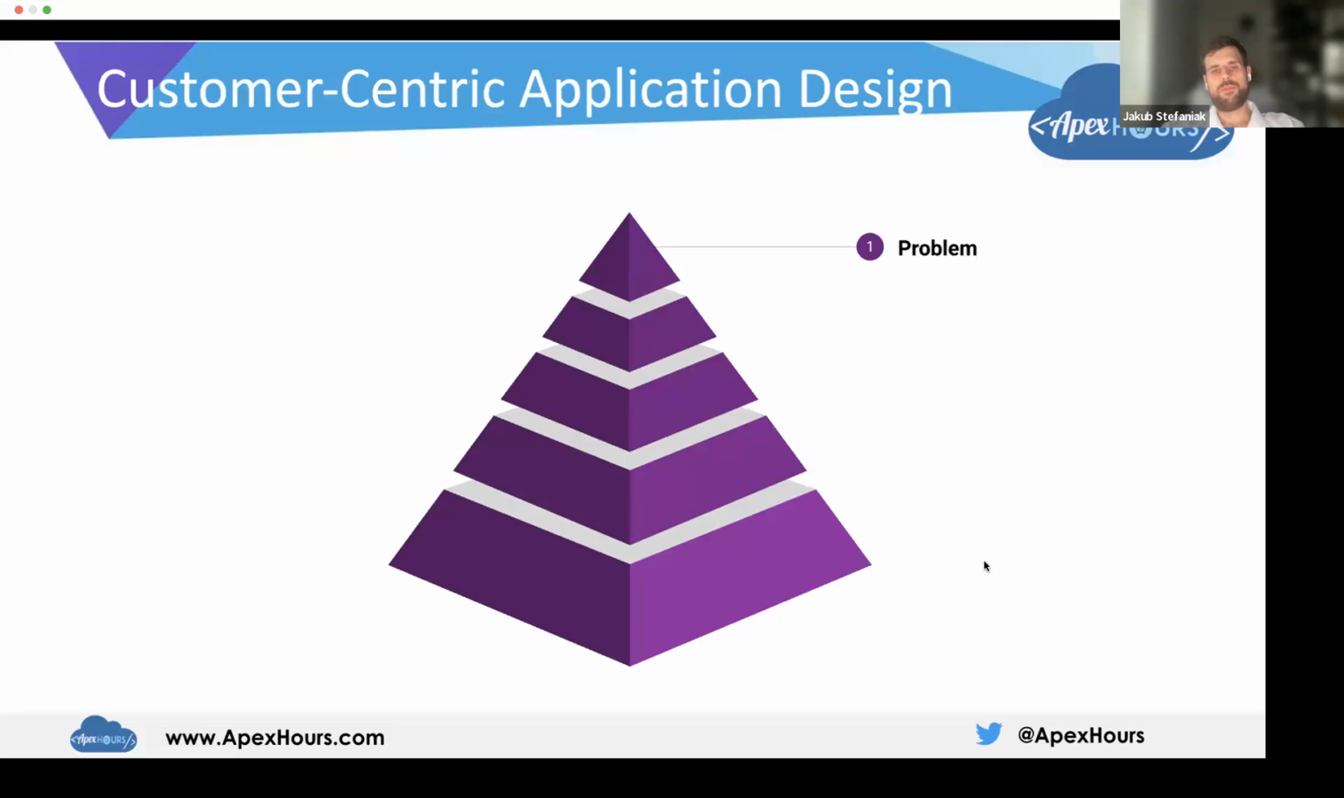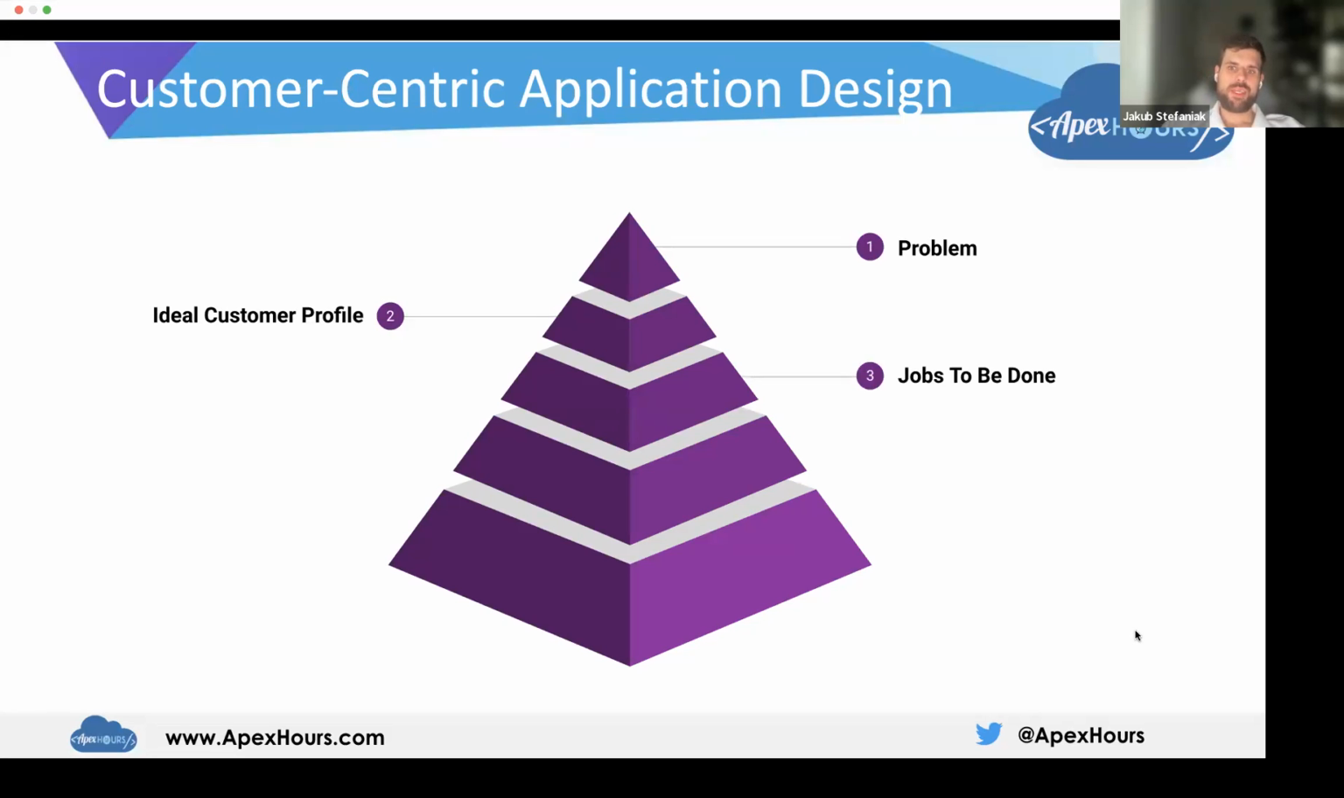Then, starting with how to make it happen, so how to design this app. I'm an advocate of customer-centric application design, and the foundation for it is always the problem. So rarely it's a good idea to start with a solution, with a brilliant idea for the app. You can get much better results by thinking what kind of problem you are trying to solve and defining who your ideal customer profile is. So for whom you are solving this specific problem.